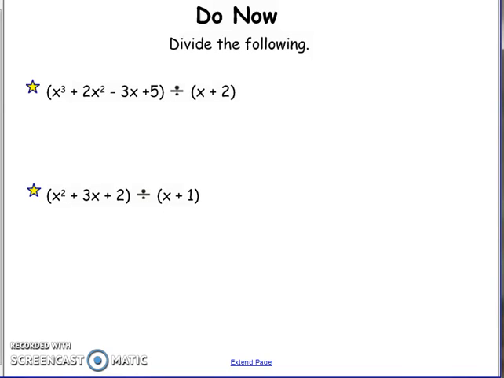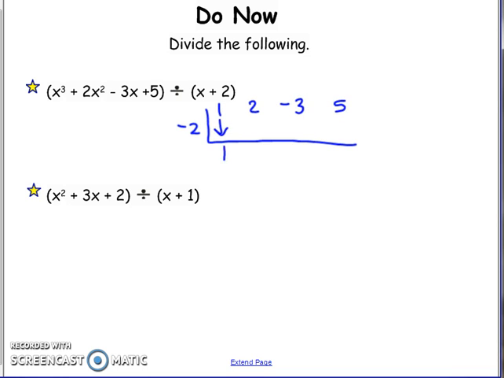So we're going to divide, and we can use synthetic division here since we're dividing by x plus 2 for the first one. So we're going to change the sign, and we're going to use a -2 on the outside, and then on the inside, we put the coefficients. So I have 1, 2, -3, and 5.